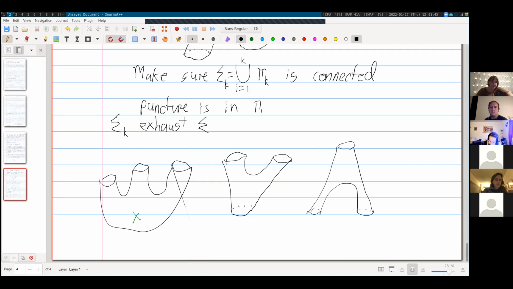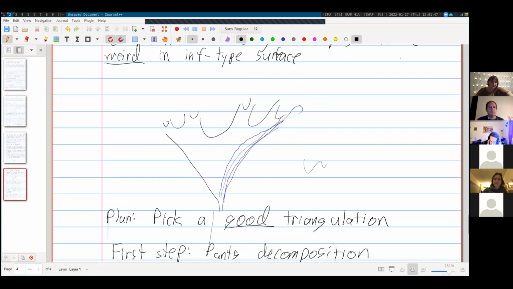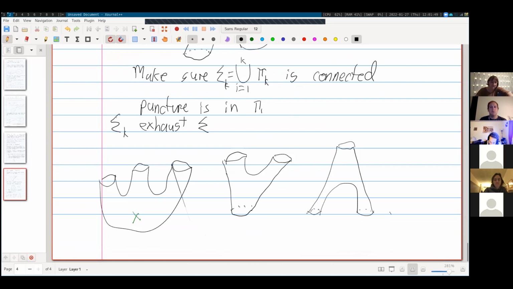And we might have 3 legs already connected, right? We might just be capping something off.